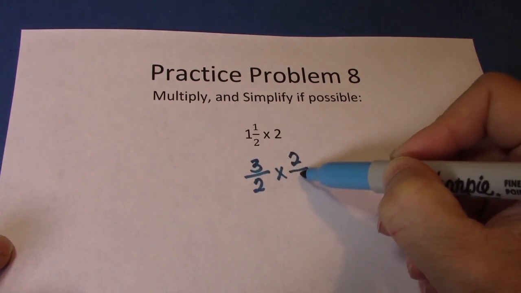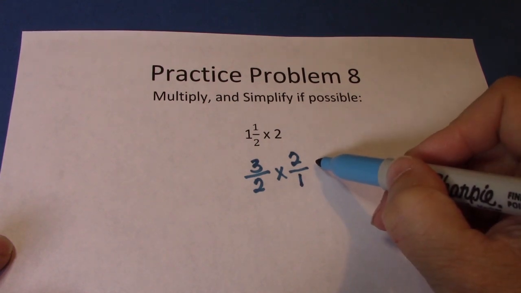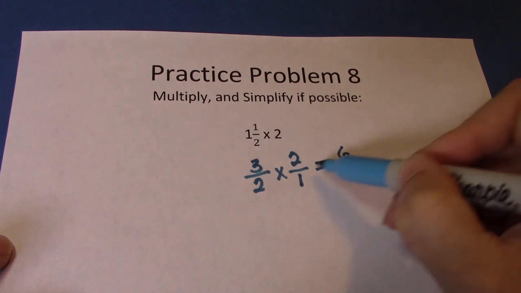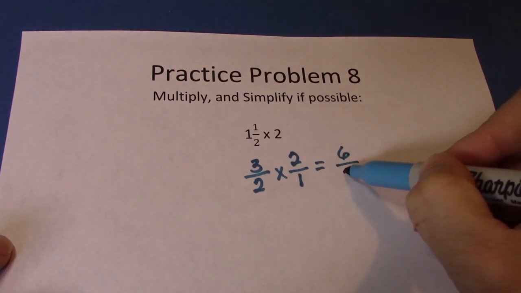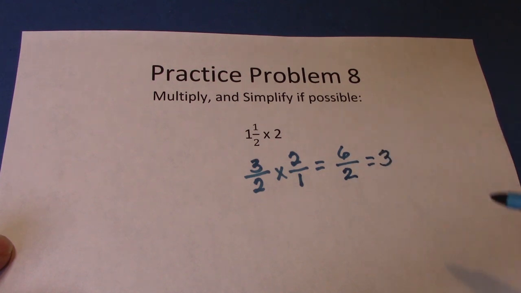And of course the 2 written as a fraction is 2 over 1. Now we can multiply straight across. 3 times 2 is 6. 2 times 1 is 2. And of course, 6 divided by 2 is an even number. That's 3.